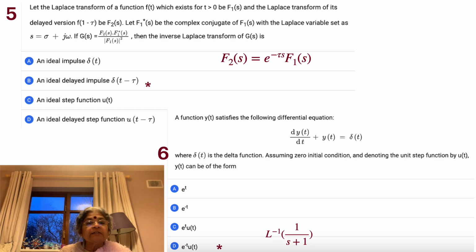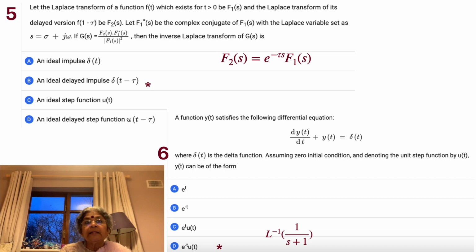Okay, if G(s) is equal to F2(s) F1 star(s) divided by the magnitude of F1(s) squared, what is F2(s)? F1 is delayed. That is the Laplace transform of f(t) after delaying it by tau. F1 star(s) is the complex conjugate of F1(s), divided by the magnitude of F1(s) squared. Then what is the inverse Laplace transform of G(s)? First we remember F2(s) is equal to e raised to minus tau s times F1(s). And then you multiply F2(s) by the complex conjugate of F1(s).